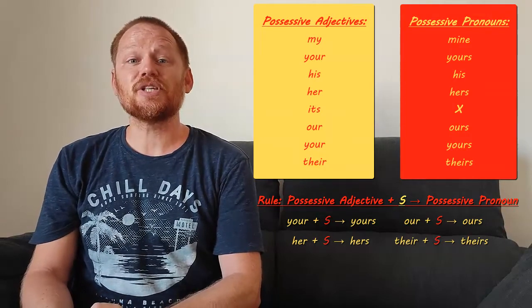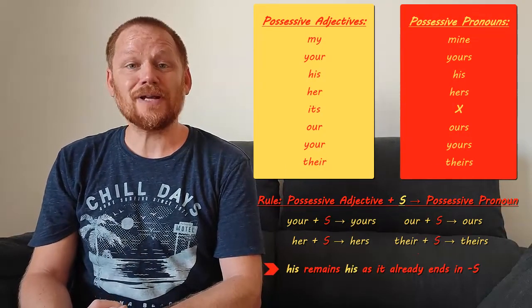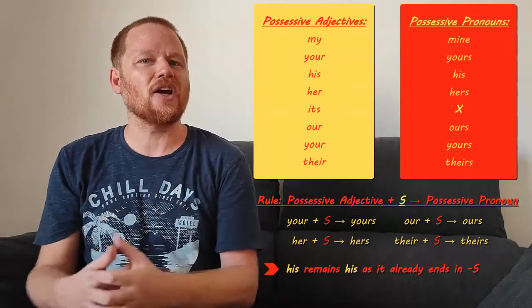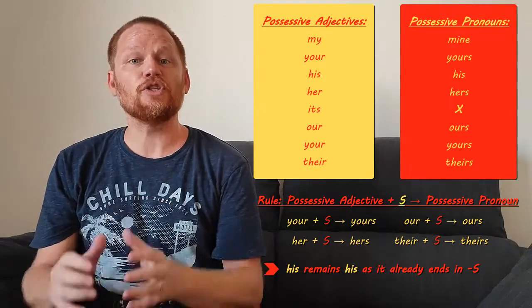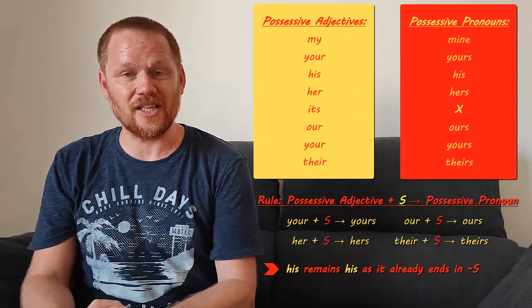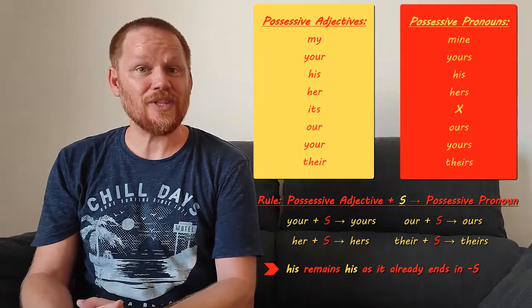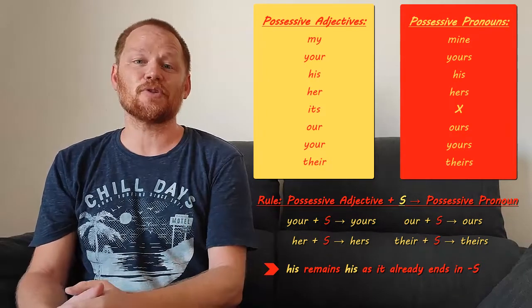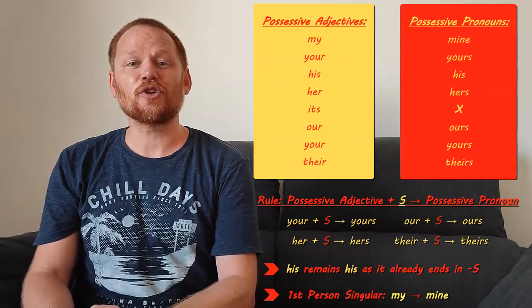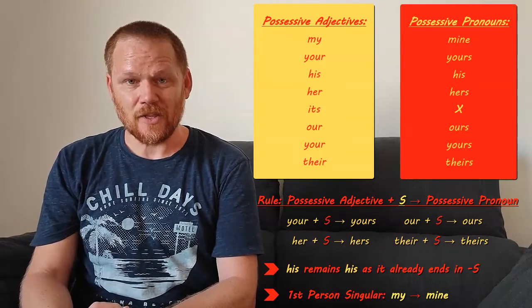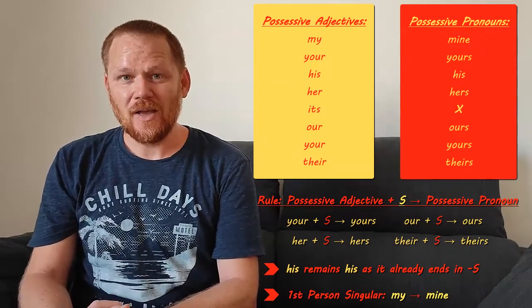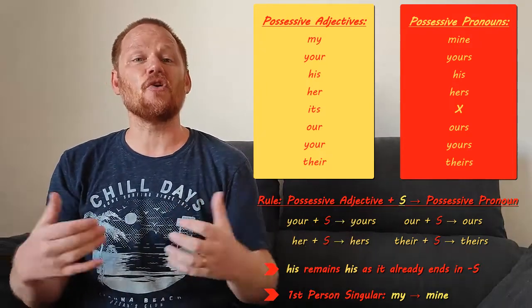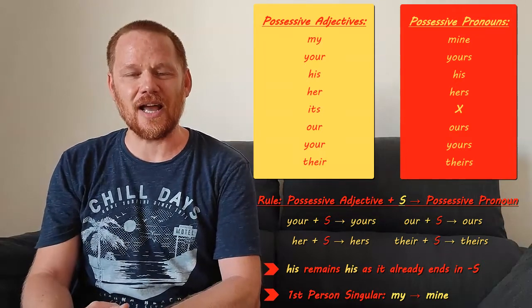Okay? Now, the possessive adjective his already ends in the letter S, so we don't need to add another S, okay? We just maintain the word as is, so the possessive pronoun is also his, okay? Now, there is one exception to this rule, and that is the first person singular. The possessive adjective my becomes the possessive pronoun mine, okay? It does not follow the rule of the letter S.